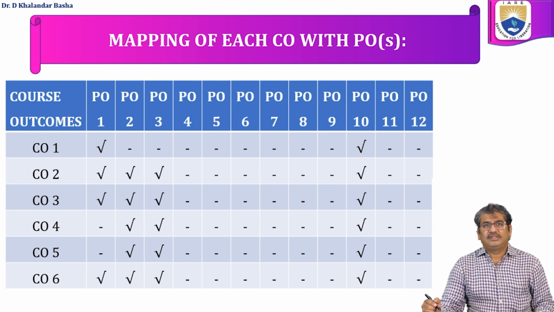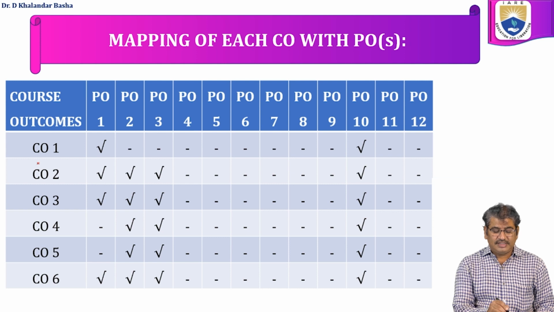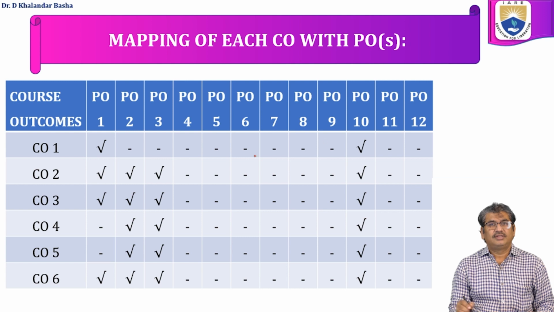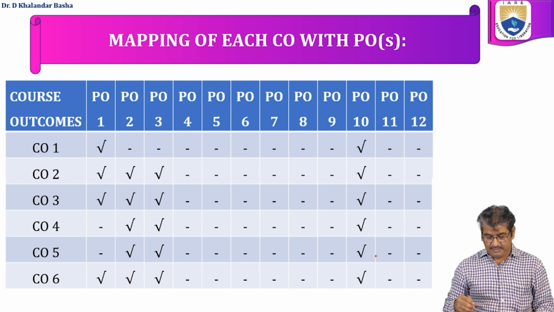The mapping of COs and POs. The CO1 is mapped to PO1 and PO10. CO2 is mapped to PO1, PO2, PO3 and program outcome 10. CO3 is mapped to PO1, PO2, PO3 and PO10. CO4 is mapped to PO2 and PO3 and PO10. CO5 is mapped to PO2 and PO3 and PO10. CO6, course outcome 6, is mapped to program outcome 1, 2, 3 and 10.